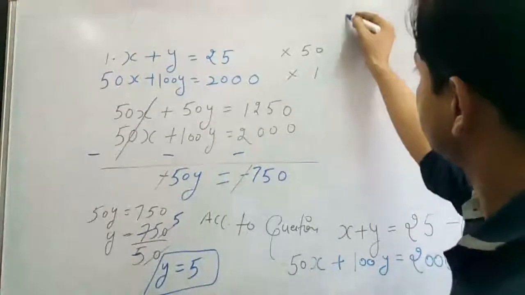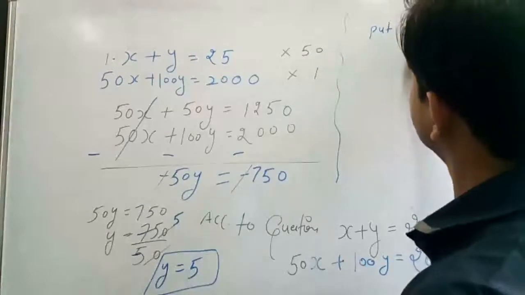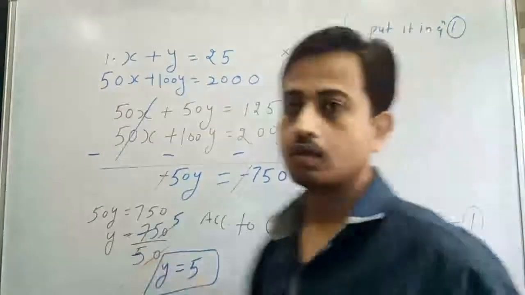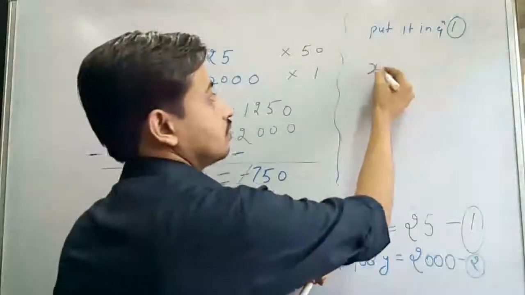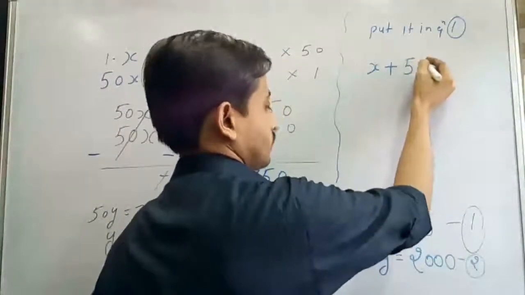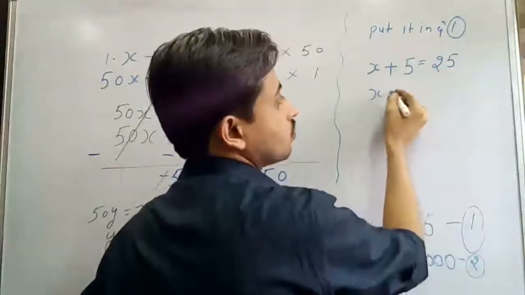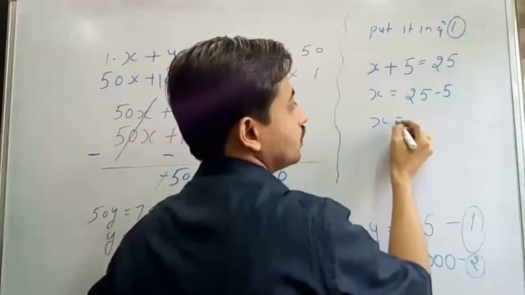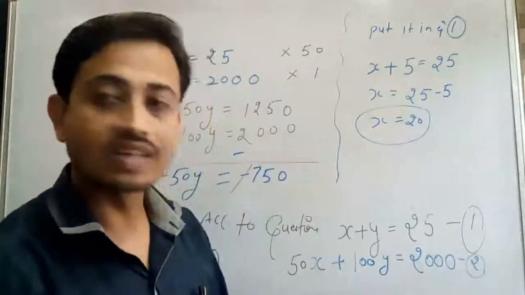Now the next step is what? Put it in equation 1. Equation 1 is x as it is plus y. The value of y is 5, is equal to what? 25. Now solve this. X is equal to 25 minus 5. X is equal to 20.